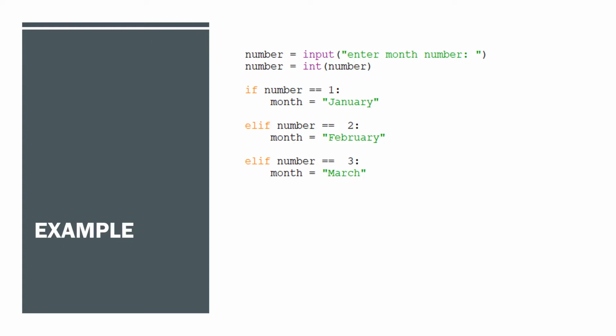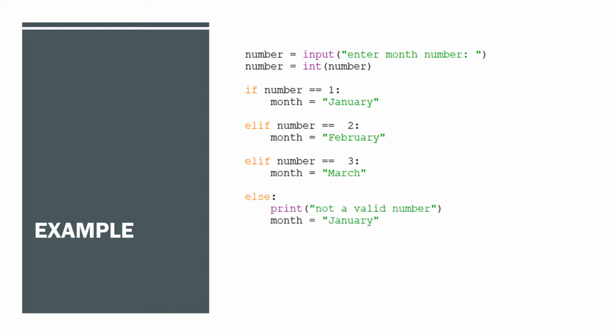So here's an example where we're asking the user to enter the month's number, and then we're using an elif structure to turn that number into the name of a month. So if they enter 1, the month is set to January. If they enter 2, the month is set for February. And this is quite a good use of the elif structure. But what if they give a number that is not a valid month's number, like 13 or -2?